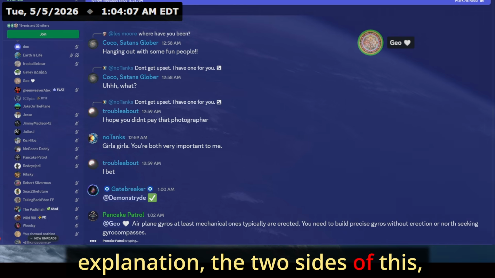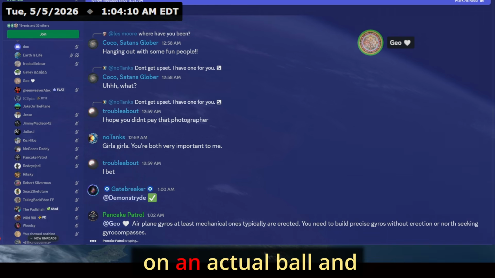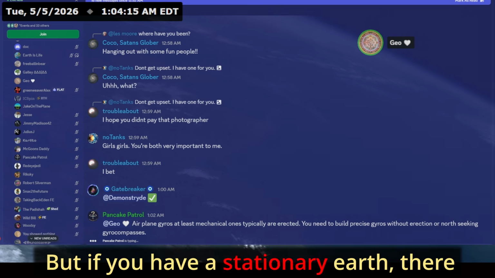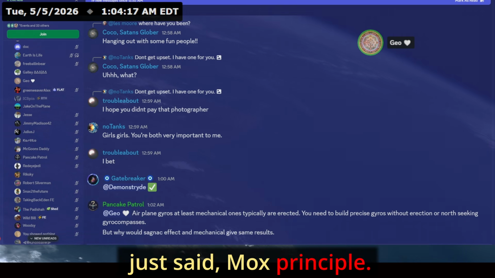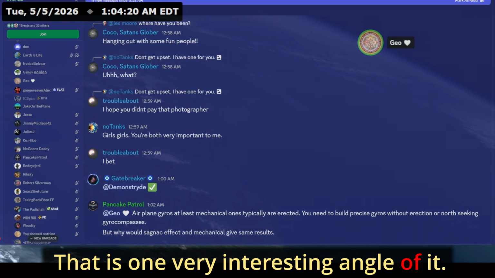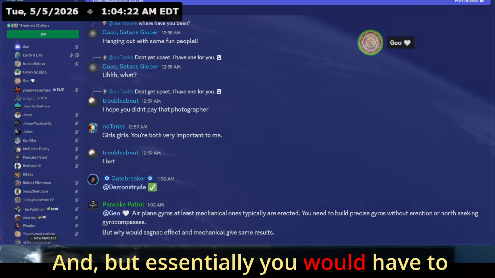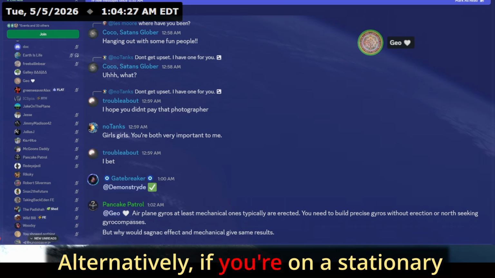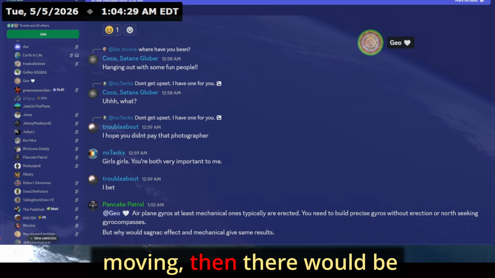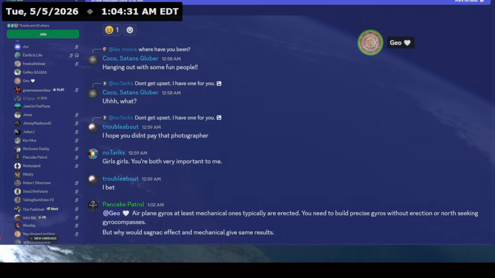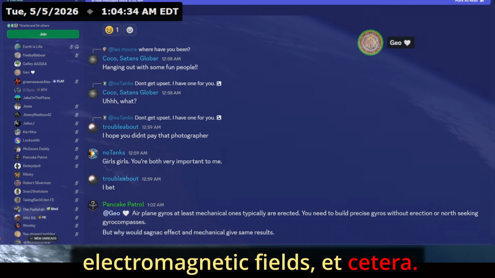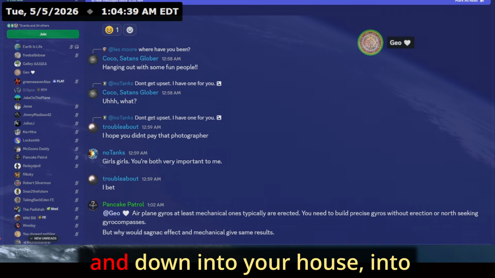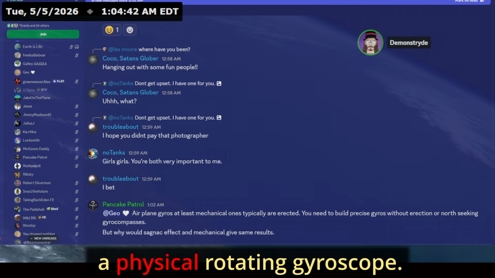The two sides of what could be going on: if you were on an actual ball and you were rotating, that's the claim of the globe. But if you have a stationary Earth, there is, like Noah just said, Mach's principle, which is one very interesting angle. Alternatively, if you're on a stationary plane and the sky is moving, then there would be a motion related to that sky. We could get into ether, electromagnetic fields, etc. But there could be a motion transferred from the sky through the medium and down into your house into a physical rotating gyroscope.